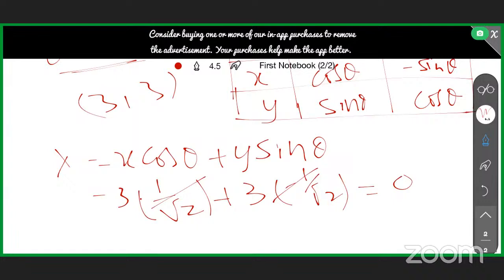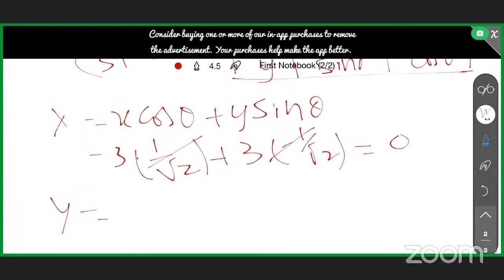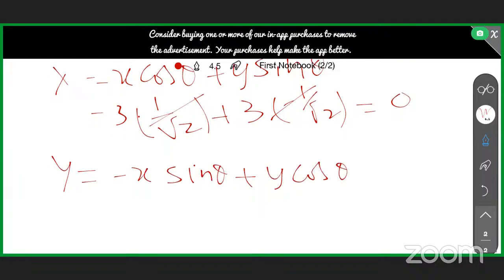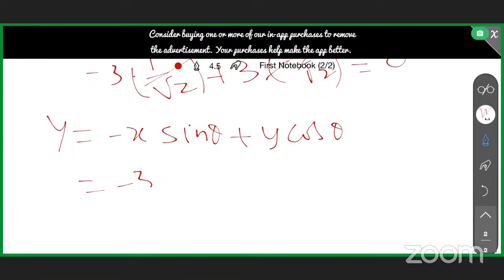Now, y is equal to, according to the formula, minus x sin theta plus y cos theta. So this is minus 3 into 1 by root 2. So minus minus becomes plus, correct?